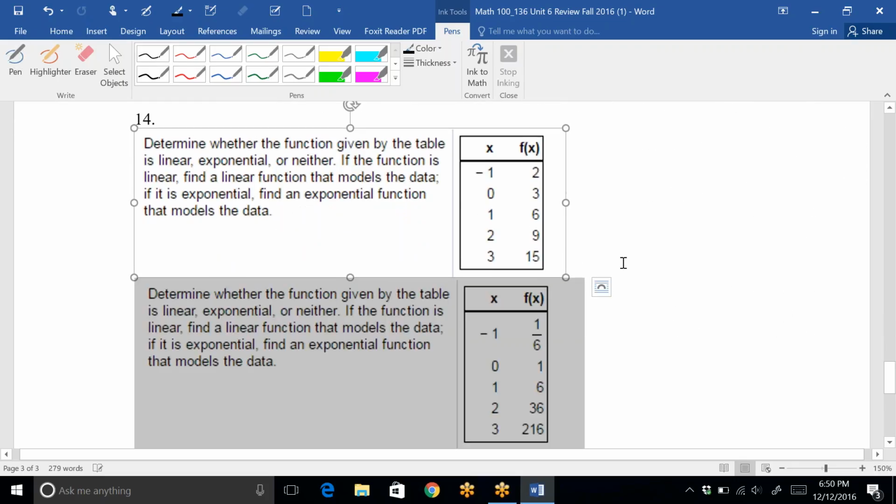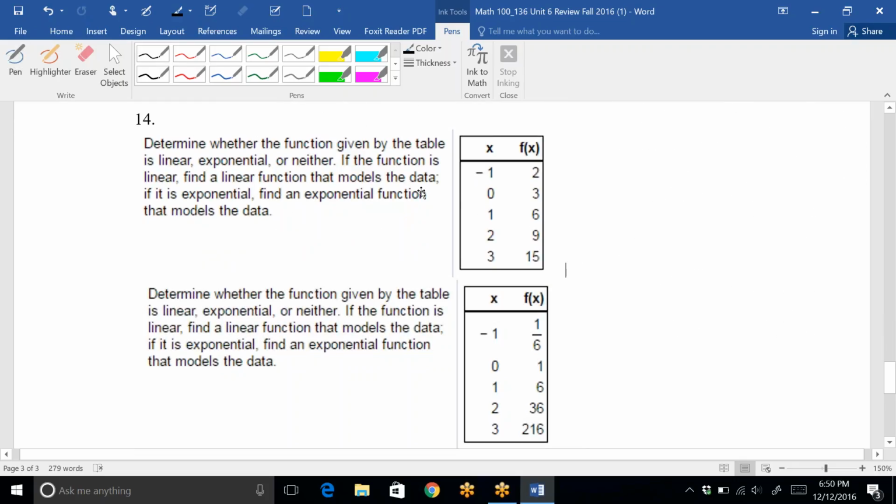Now all that leaves us with is number 14, which is just seeing if you have understood that certain tables have properties. If you're linear, you will increase by the same amount of adding every time that you go up. If you are exponential, you will use a multiple of the same type. So in other words, to go from one y to the next, you multiply by the same thing over and over again. And if you don't fit either of those models, then you're a neither.